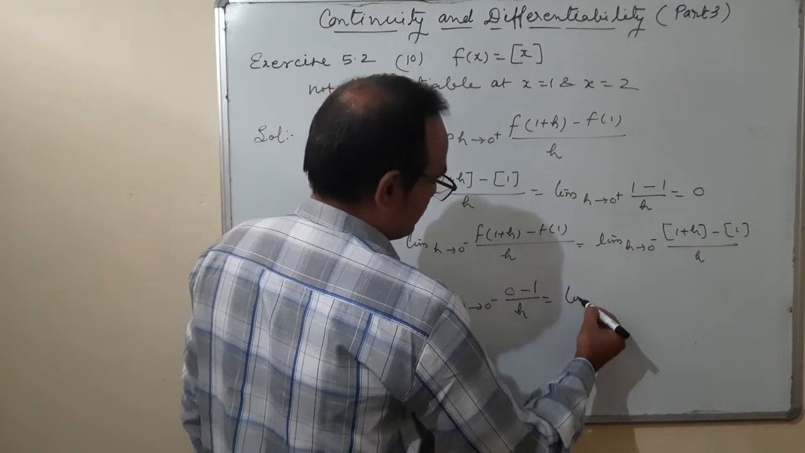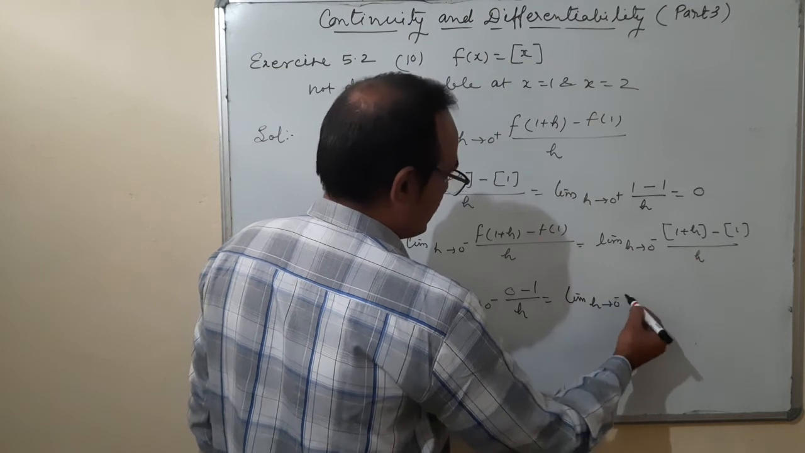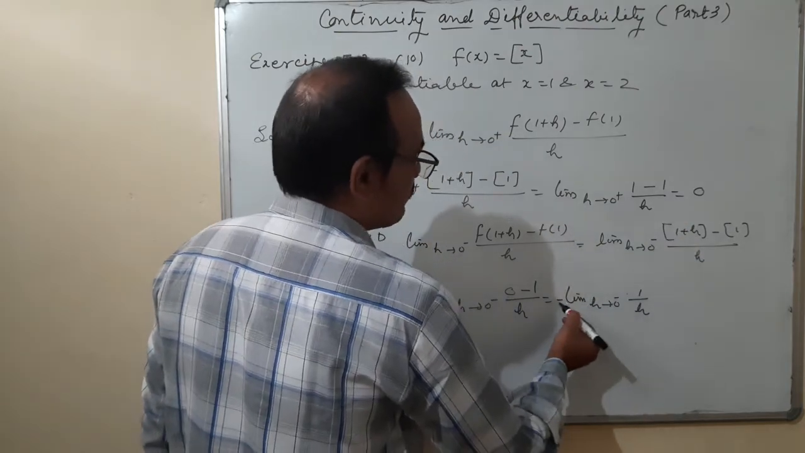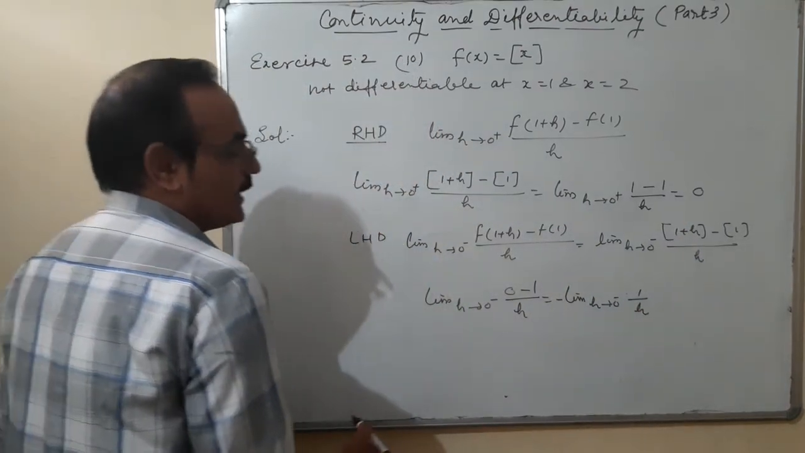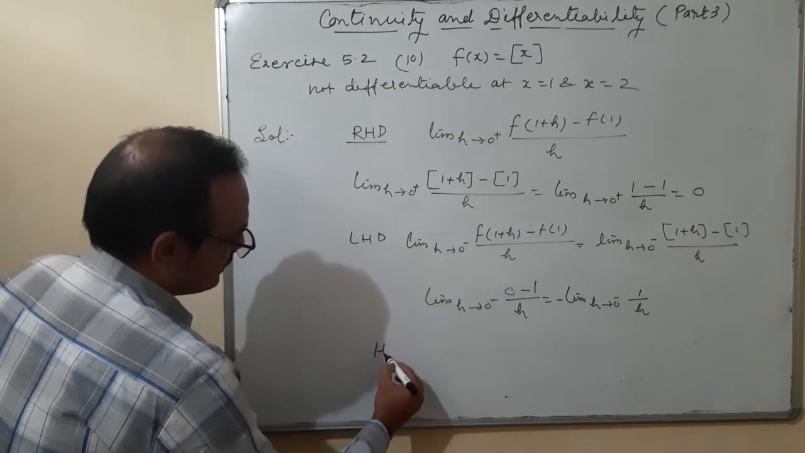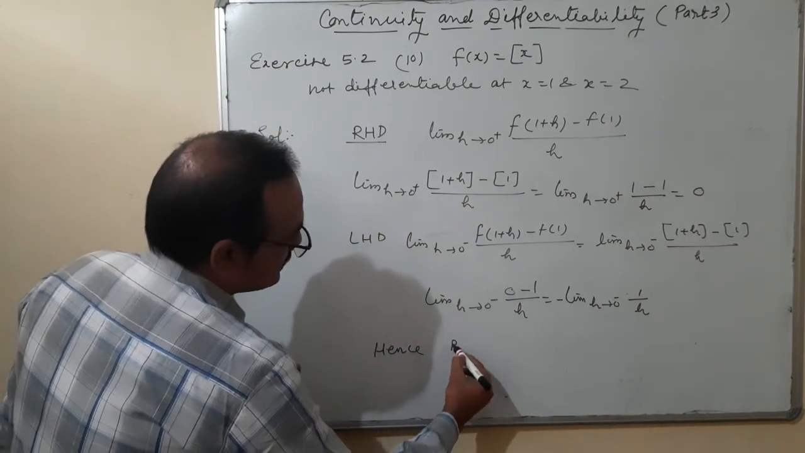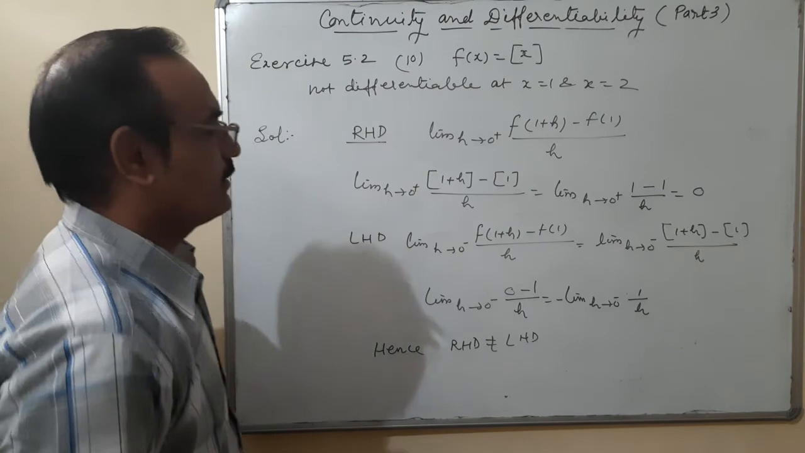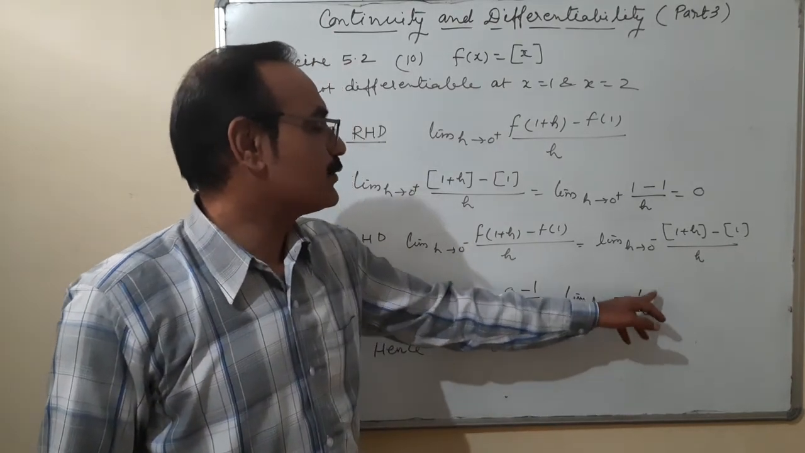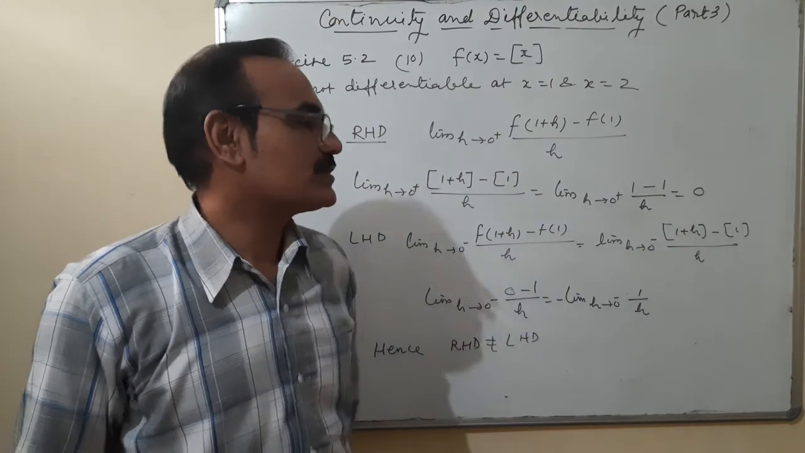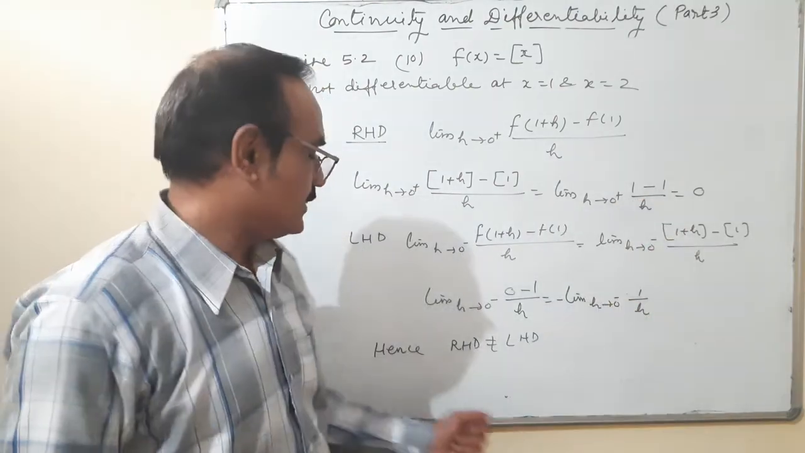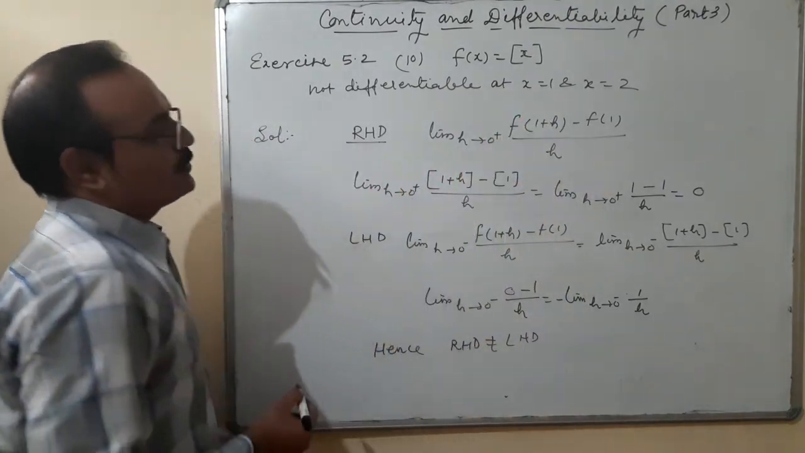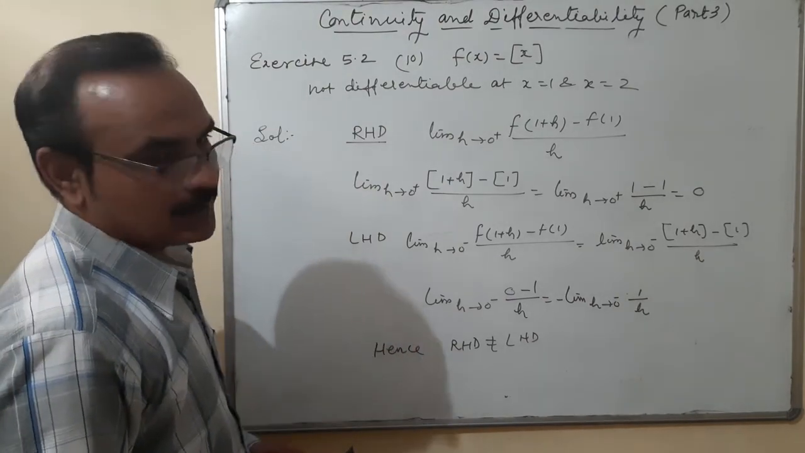Limit h tends to 0 minus, the minus sign is out, 1 upon h. And you can see that 0 and minus 1 upon h are not the same. Hence RHD is not equal to LHD. Because when you put the value in place of h, it goes to minus infinity, and the value of the other term is 0. Both the terms are not equal. Therefore, LHD is not equal to RHD. And the same can be used for x is equal to 2 also.